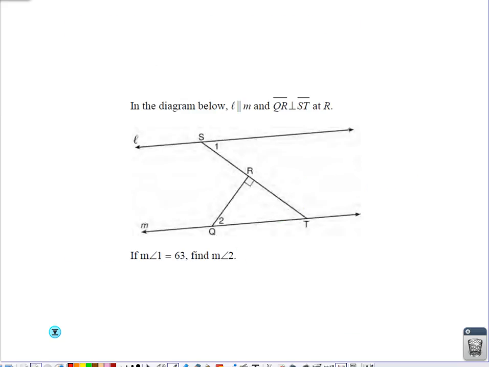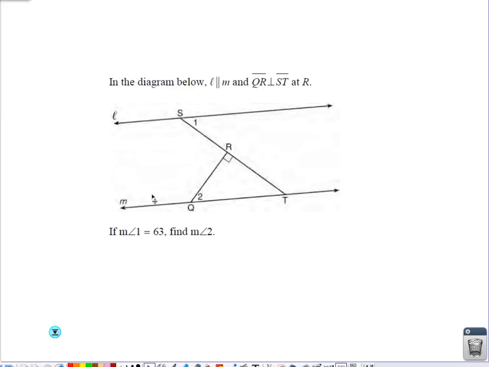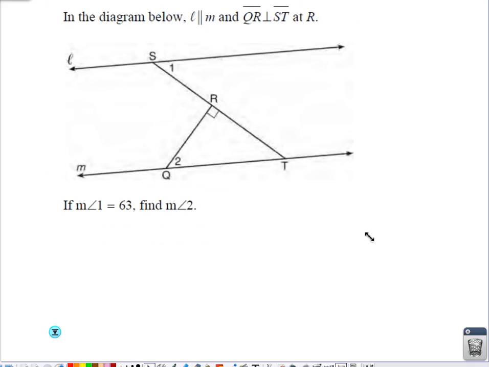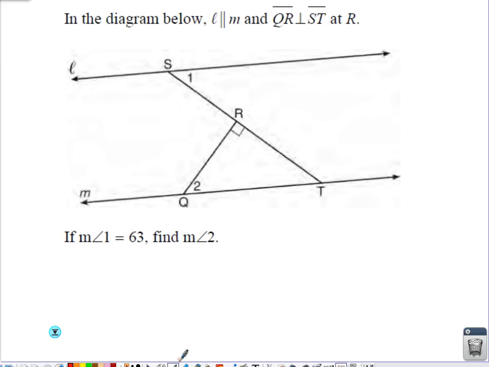Next, in the diagram below, notice the symbol there. Those two lines always mean parallel. L is parallel to M. QR is perpendicular, that's another symbol you need to know. QR is perpendicular to ST at point R. So we have a right angle and we have parallel lines. We got a lot going on here. Measure of angle 1 is 63 degrees. Find the measure of angle 2.